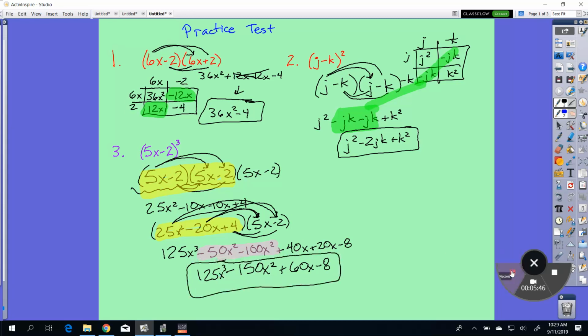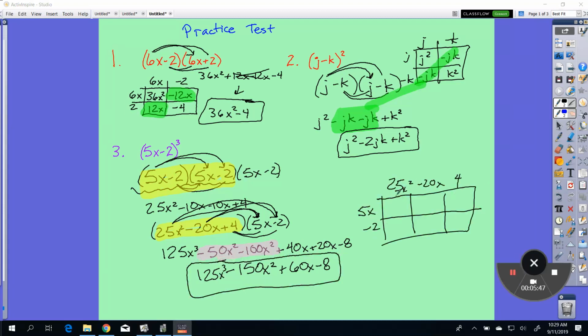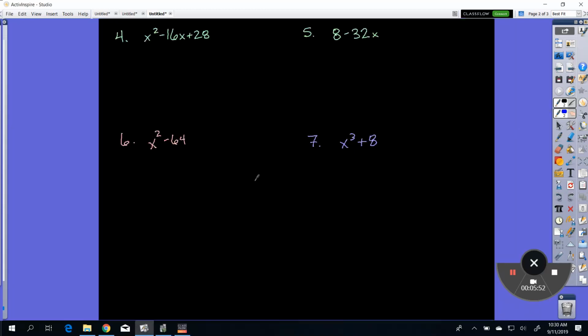So it's a lot of work. So if you like the box method, go ahead and use the box method on that. So now the next questions. Let's do question 4.